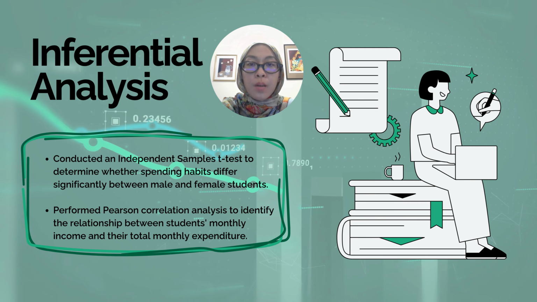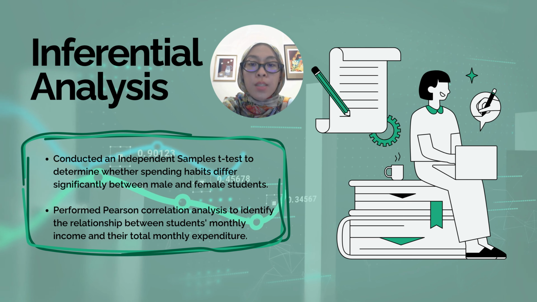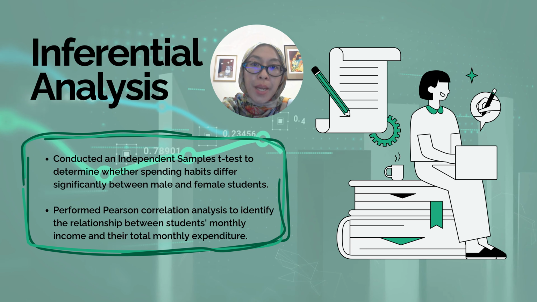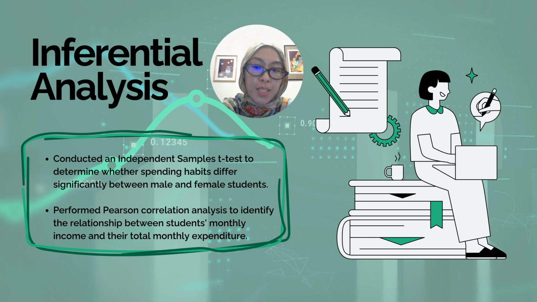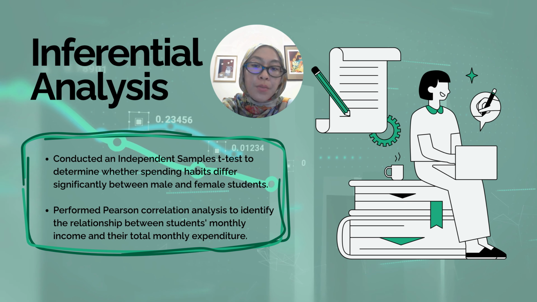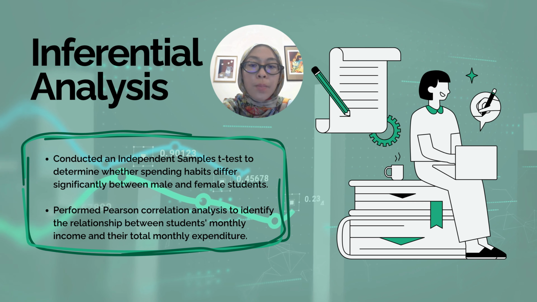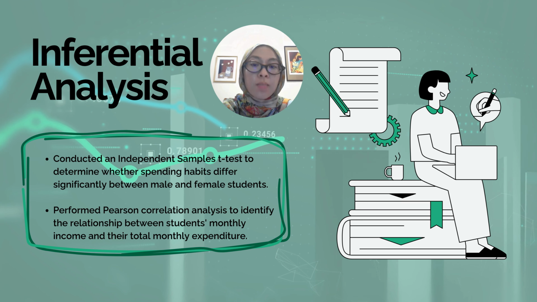There were two types of inferential analysis that we conducted in this study. First, an independent sample t-test to determine whether spending habits differ significantly between male and female students. Secondly, we performed Pearson correlation analysis to identify the relationship between students' monthly income and their monthly expenditure.